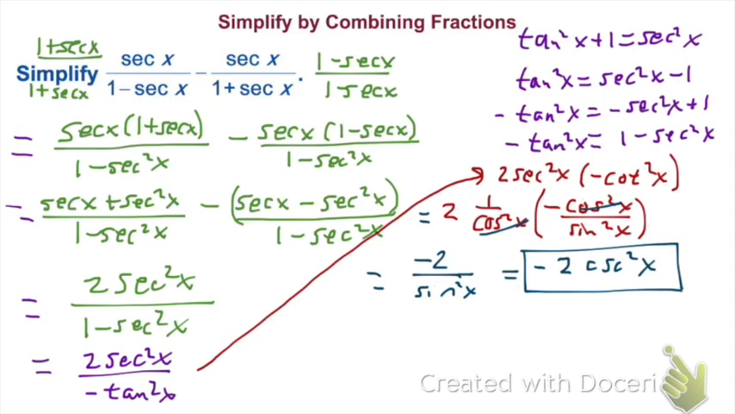These can take a little bit of time because you have to do these manipulations. But we've got it down to one ratio, one trig function. We have negative 2 cosecant squared x. We cannot simplify it any further. If we do anything else, we're going to introduce some parentheses or some addition or subtraction into it. This is the simplest form we can make it.